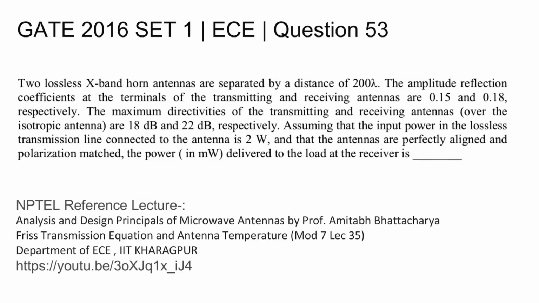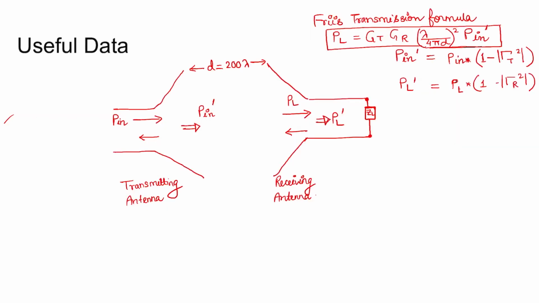Assuming the input power in the lossless transmission line connected to the antenna is 2 watt and the antennas are perfectly aligned and polarization matched, the power delivered to the load in milliwatts is asked. At the receiver end, the power delivered to the load is being asked.